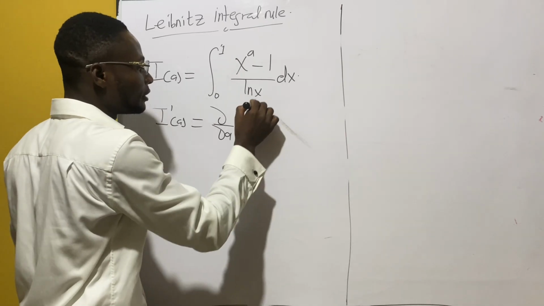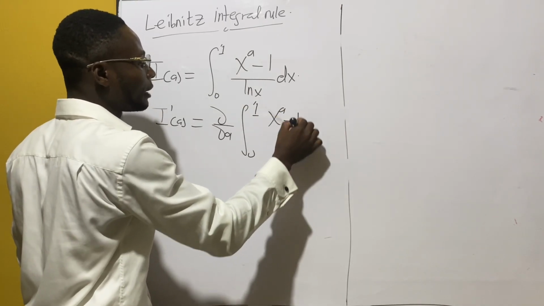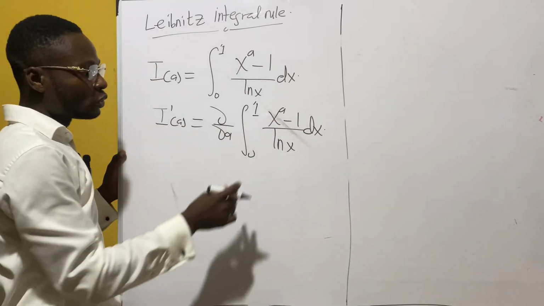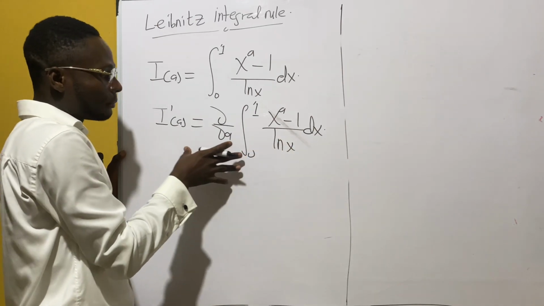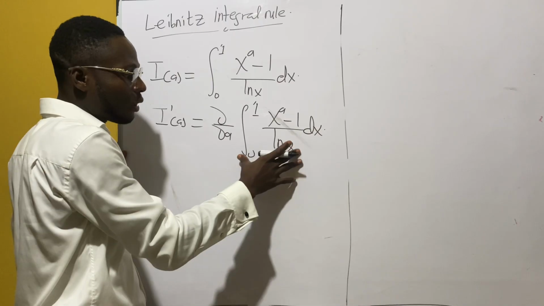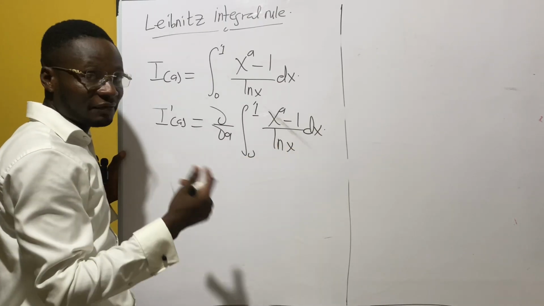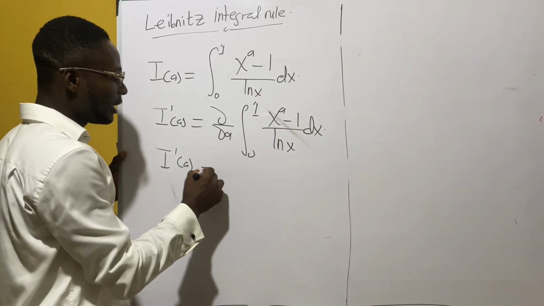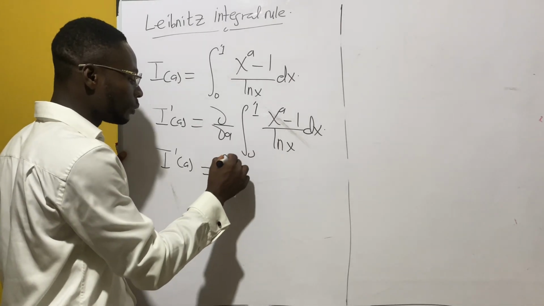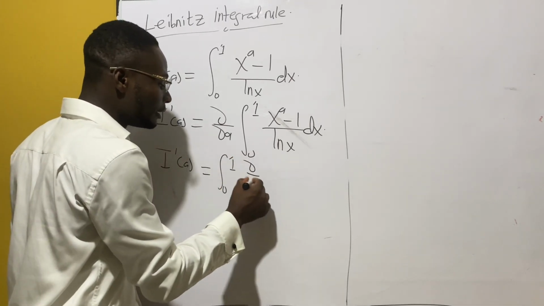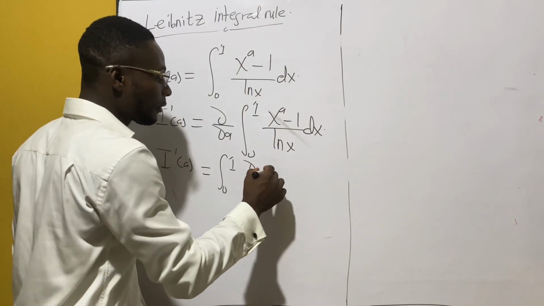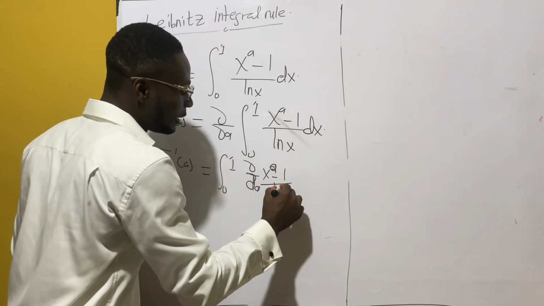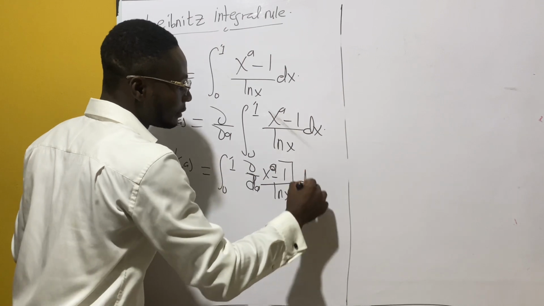Then the integral from 0 to 1 of (x^a − 1)/ln x dx. Because it's in that form, you can swap the order of the integration and the differentiation. So we have I'(a) equal to the integral from 0 to 1 of the partial derivative with respect to a of (x^a − 1)/ln x dx.